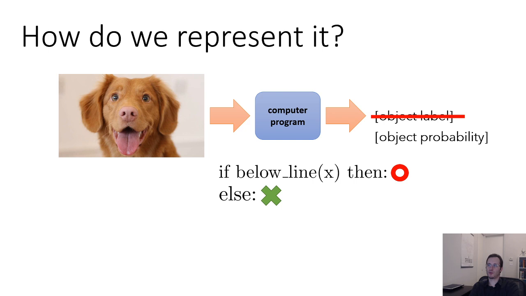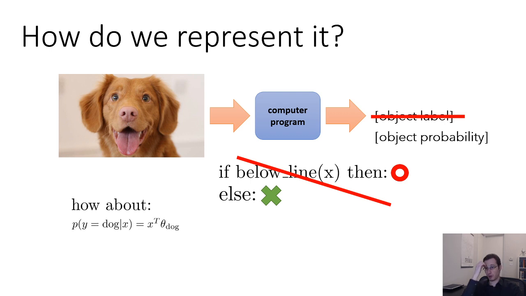All right, so before I had this example of a very rudimentary program. If x is below some line, and this below line function needs to be implemented, then output one class, otherwise output a different class. But we need to output probabilities. So how about this? We're going to say that p of y equals dog given x is x transpose theta dog. Okay, you don't actually want to take the pixels in an image and have a linear function on them, but let's just not worry about that for now.